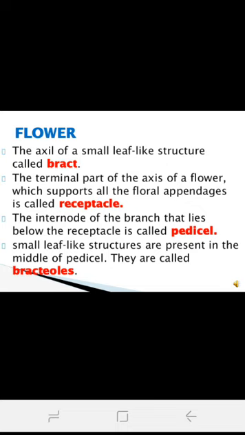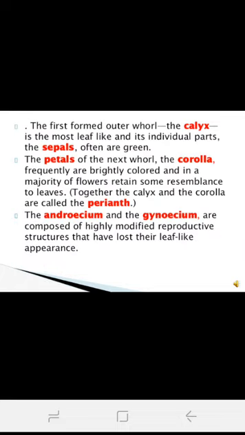Then there are some other technical terms. One is the receptacle or the thalamus. It is actually the flat or cup-shaped structure from which the floral appendages arise. Then the flower has a small stalk, or you can call it a version of an internode, that's called the pedicel. Then small leaf-like structures are also present on the pedicels, that are known as bracteoles.